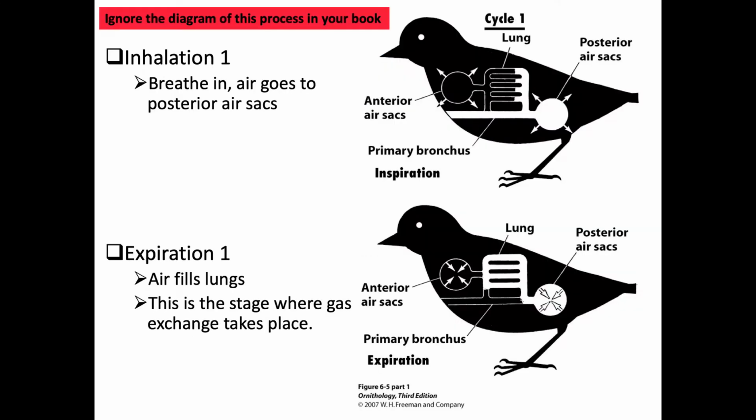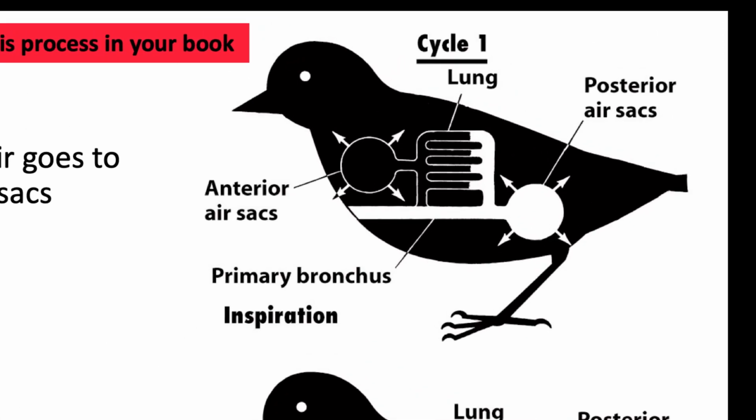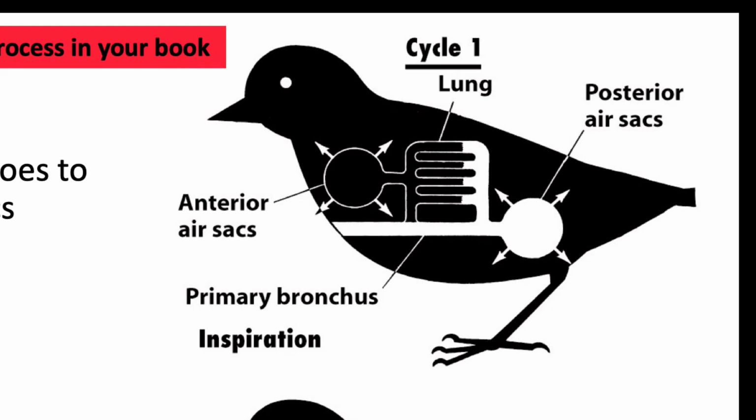So I'm using a diagram from an older book to demonstrate this because the diagram in your book doesn't quite show it accurately, so please don't follow that. So the first thing that you want to do is bring air into the body. That's what we call inhalation 1. So you're breathing in and air goes directly to the posterior air sacs. Now, the only thing I don't like about this diagram is it looks like this bird is breathing out its chest. And that's just for simplicity. Remember, this white line would actually go to the nares, through the bronchi and trachea and so forth.